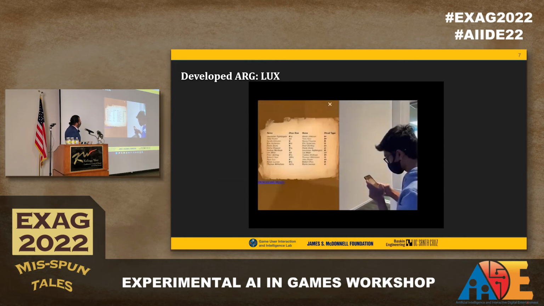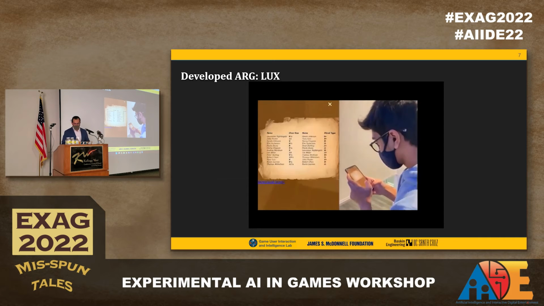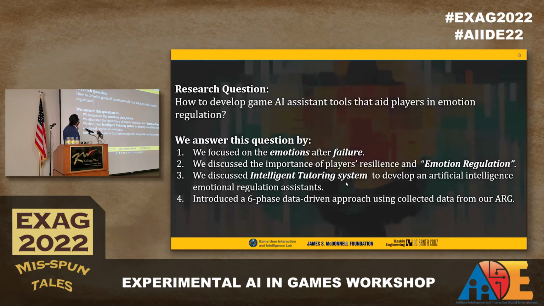We use this type of ARG to collect the data we want and to answer our questions. We asked how to develop game AI system tools that aid players in emotional regulation, and we use four steps to answer the question. First, we focus on the emotion after failure in the game. We discuss the importance of player resilience and emotion regulation and how ITS can help us with that. And we introduce a 6-phase data-driven approach using data collected from the Lux ARG method.